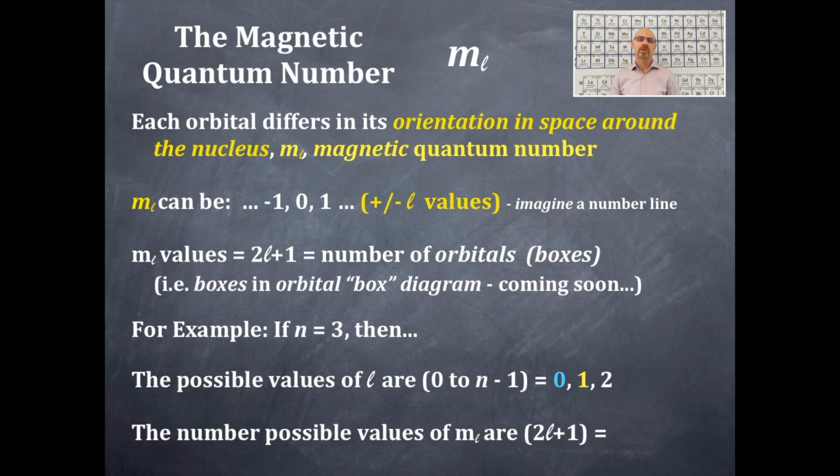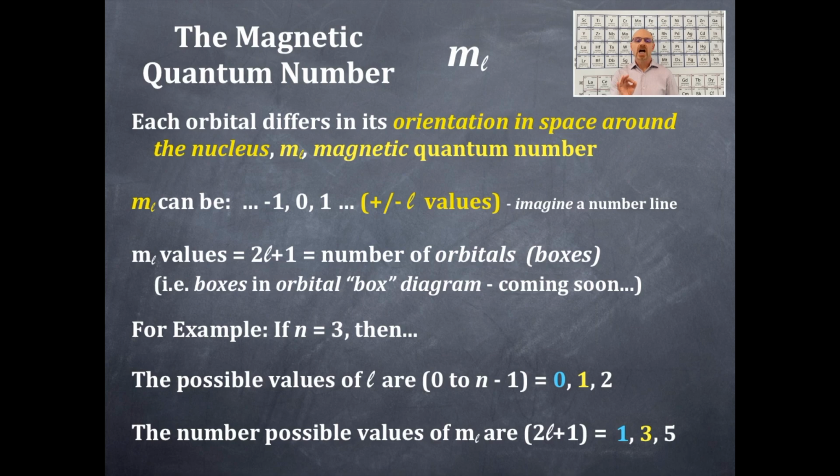Now we're going to get the number of possible m sub L values for this. I'm going to plug in 0 into the 2L plus 1. So 2 times 0 is 0, of course, plus 1, that would be 1. Then I'm going to plug in the yellow 1 for L, and that's 2 times 1, that's 2, plus 1, that's 3. Then I'm going to plug in the white 2, and 2 times 2 is 4, plus 1, that's 5. I want you to see how these numbers correspond to the previous numbers.